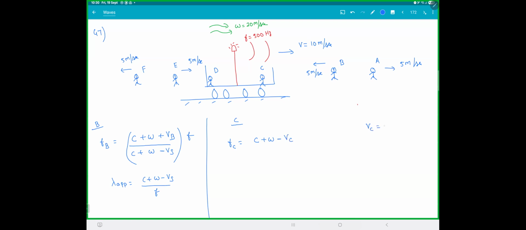But here luckily VC is equal to V source. So (C plus W minus VC) by (C plus W). What is the source trying to do? The source is trying to get closer to him, so minus Vs into f. This will come out to be f, the same frequency because VC is equal to Vs. But what is lambda apparent? Lambda apparent will change: (C plus W minus Vs) by f. He will not see the same wavelength. The reason why the frequency comes same is because C apparent is messed up, lambda apparent is messed up, but the ratio is remaining the same.